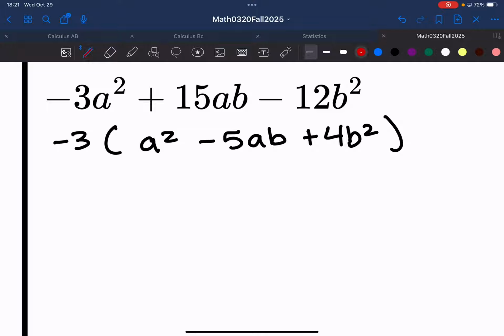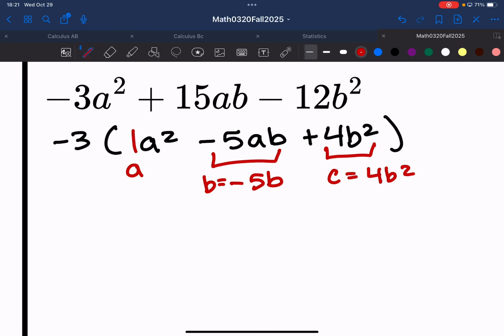Then I go through and I label my A, B, and C. So my A is 1. This is where it starts to get tricky. If we're going to include that second variable, then my B value is going to be -5b. And then my C value is going to be 4b squared, the entire thing.